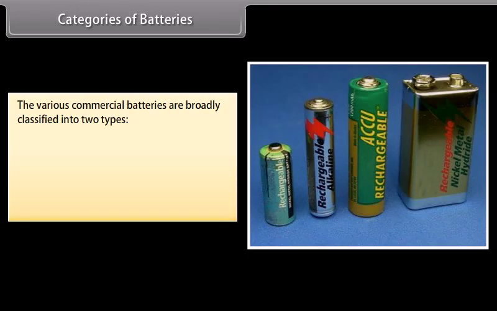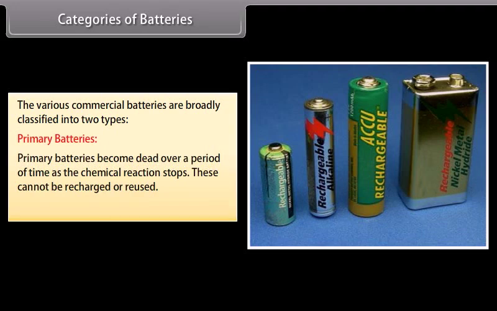Categories of batteries. The various commercial batteries are broadly classified into two types. Primary batteries. Primary batteries become dead over a period of time as the chemical reaction stops. These cannot be recharged or reused. For example, dry cell and mercury cell.